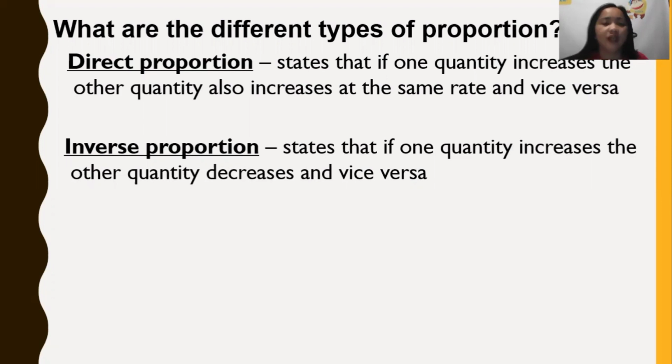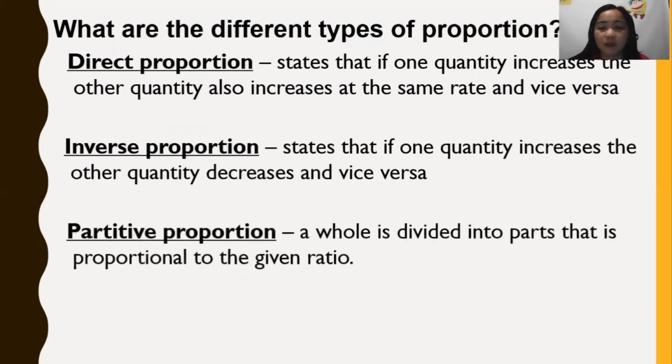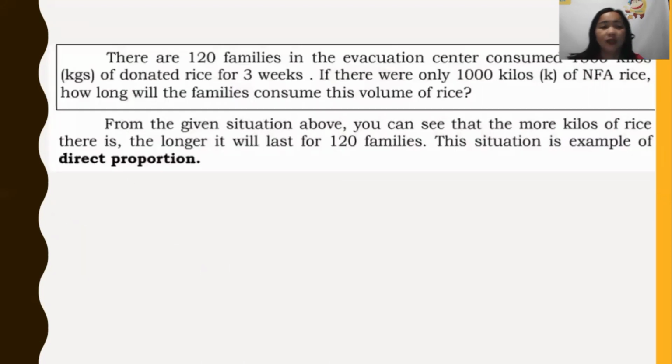And the last is the partitive proportion. A whole is divided into parts that is proportional to the given ratio. So we are going to divide the parts into the given ratio. These are the types of proportion: we have the direct, inverse, and partitive proportion. Now, for you to understand this, I will be giving you examples of word problems for each of these types. Now, let us start with this problem.